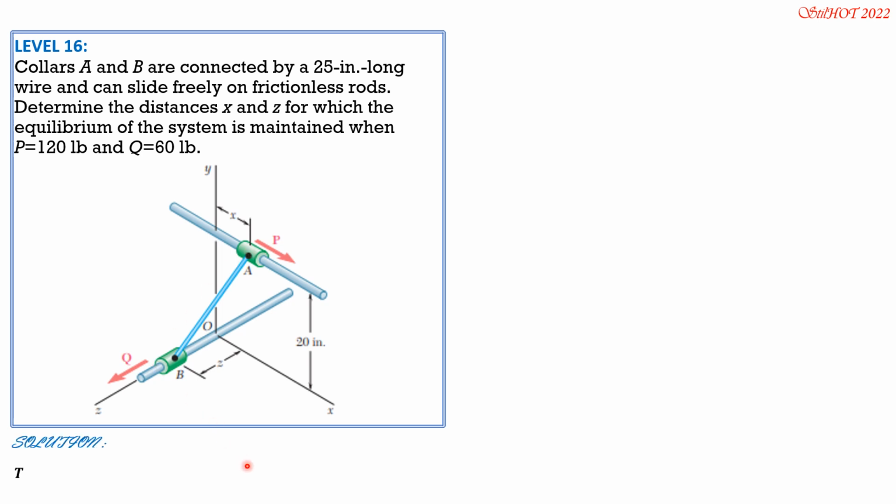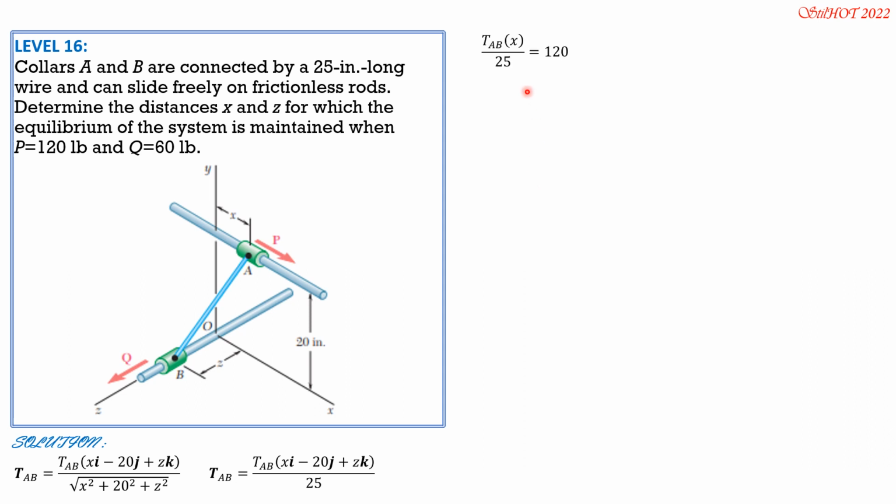So in vector form, tension in AB is magnitude of tension AB, quantity xi minus 20j plus zk over square root of x squared plus 20 squared plus z squared. But this square root of x squared plus 20 squared plus z squared is the length of the wire, which is 25. So we can replace that to TAB quantity xi minus 20j plus zk over 25. So TAB times x over 25 is the x component of force, which is P, 120. So TABX is 25 times 120, 3,000.